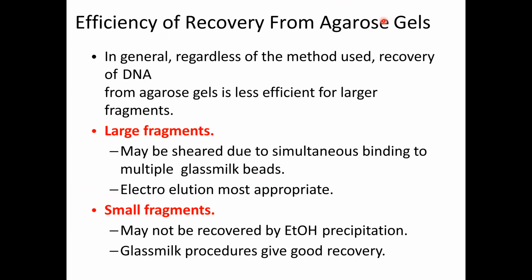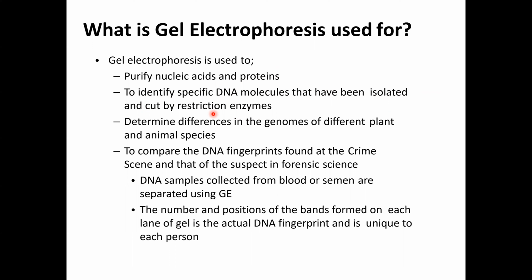Gel electrophoresis is used to purify nucleic acids as well as proteins. It is also used because we need to identify which specific DNA molecules have been isolated, those DNA molecules that we already isolated and cut with restriction enzymes. Because of course, we're going to perform other methods, we also perform restriction enzymes, and then we need to isolate which DNA molecules were cut by the restriction enzymes.